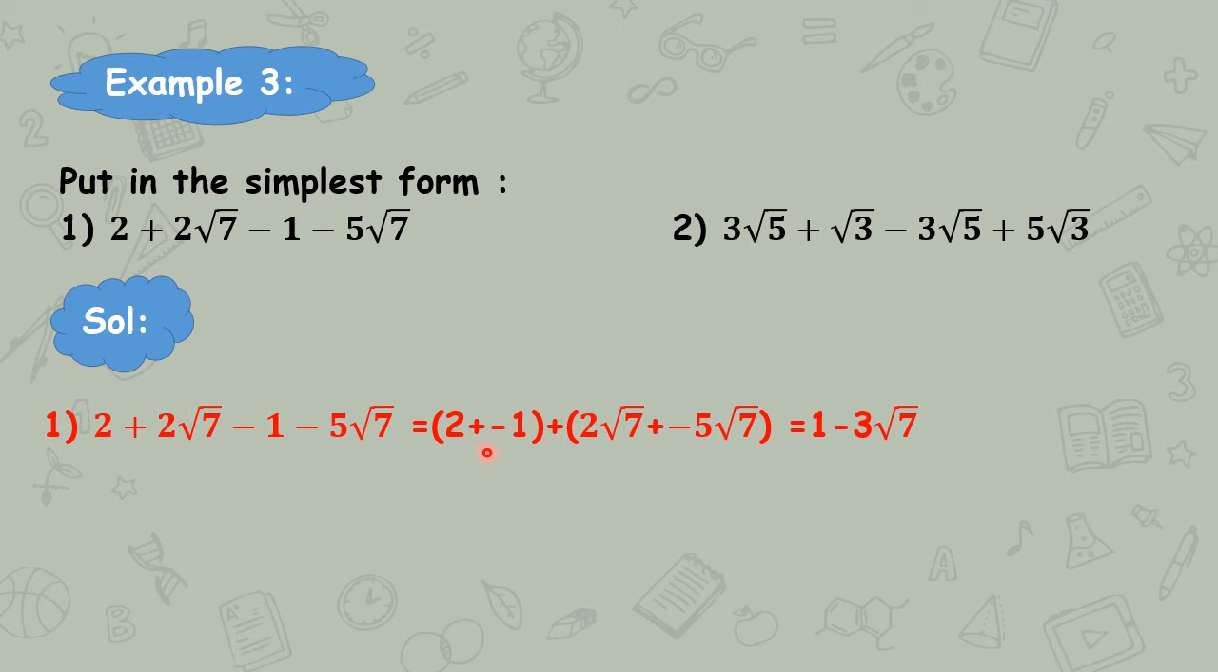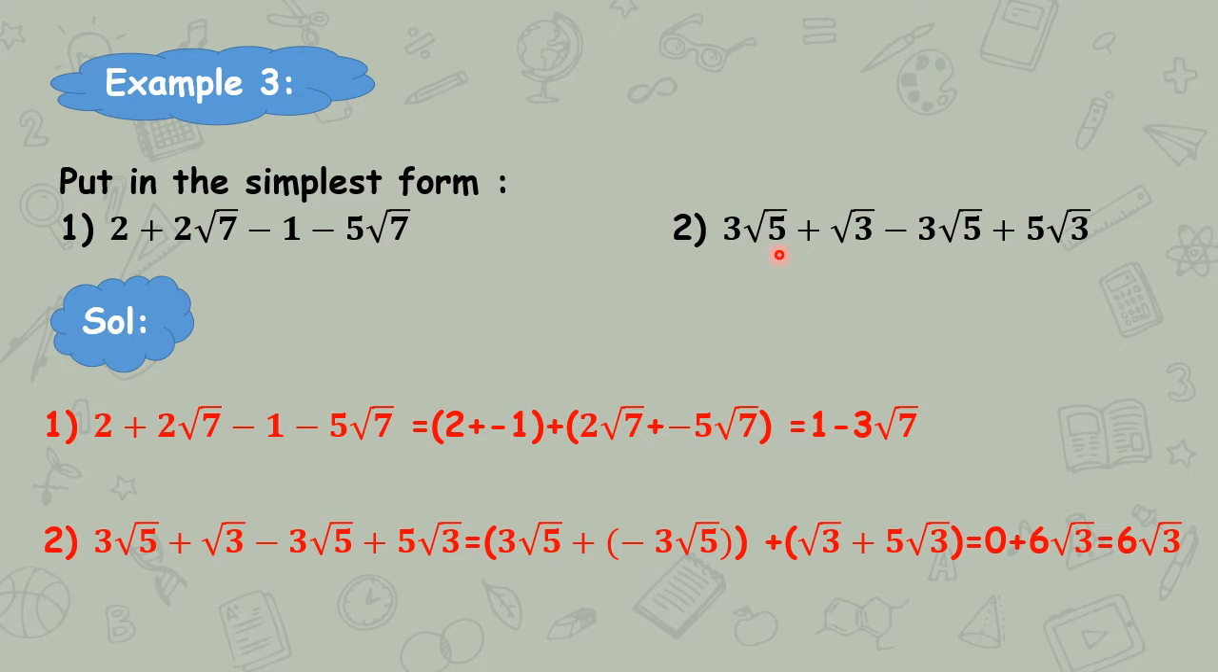Then put 2 plus negative 1 in the same bracket and 2 root 7 plus negative 5 root 7 in the same bracket. 2 plus negative 1 equals 1. 2 root 7 plus negative 5 root 7 equals negative 3 root 7. And 1 minus 3 root 7 is the simplest form.